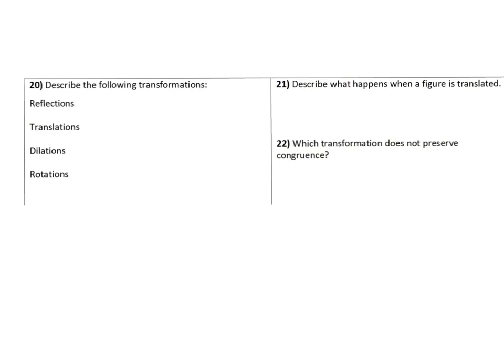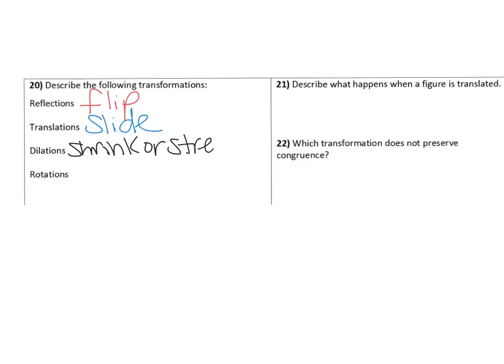Number 20, describe the following transformations. So a reflection is a flip, a translation is a slide, a dilation is a shrink or a stretch, and a rotation is a turn.